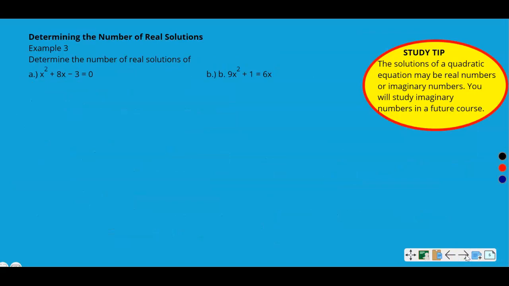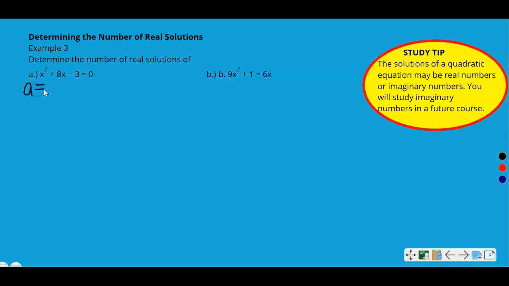Determining the number of real solutions. All right, so if you remember, if you find the discriminant, that's the number under the square root. If that number is positive, you have two real solutions. If that number is equal to 0, you have one real solution. And if it's negative, you have no real solutions. So we can quickly find out how many solutions we have by simply doing b squared minus 4ac, which is the discriminant. That's the part under the square root.